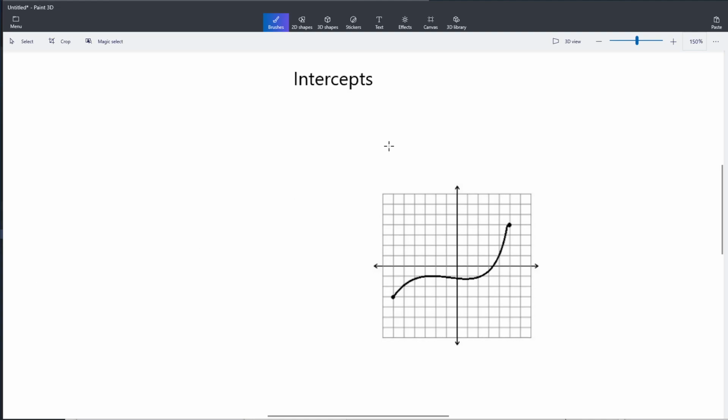Hey everybody, so in this video we're going to talk about intercepts of a graph. The first thing we want to do is just define what the intercept of a graph is. In general, an intercept is a point where the graph is crossing the axis.